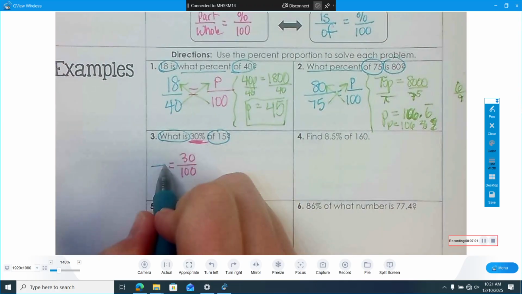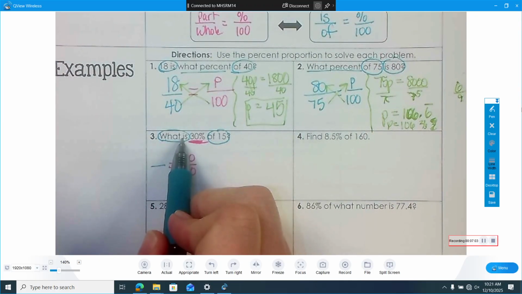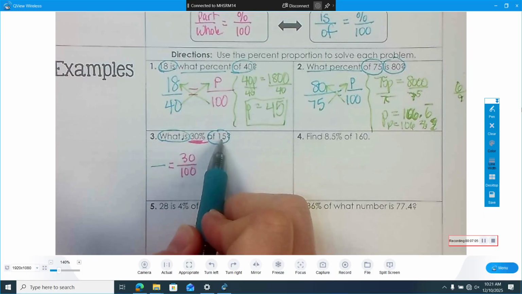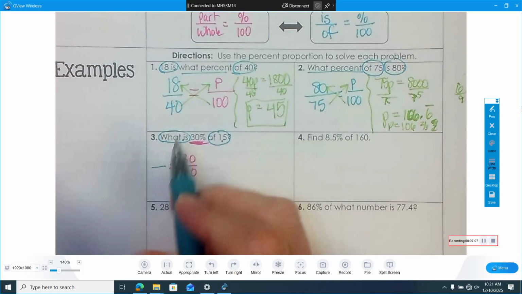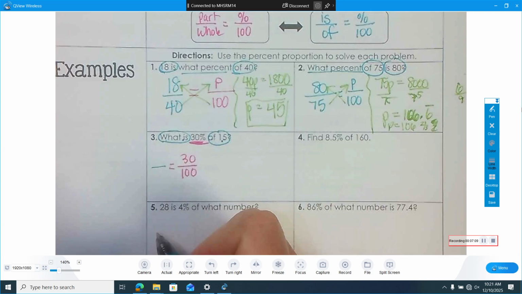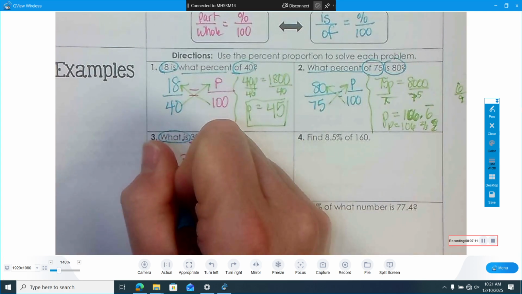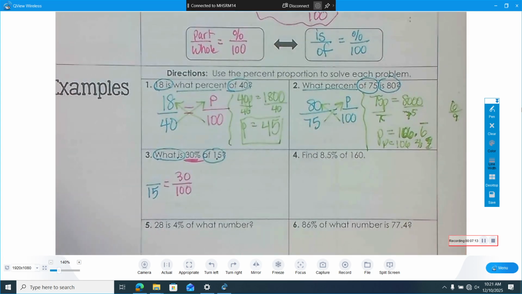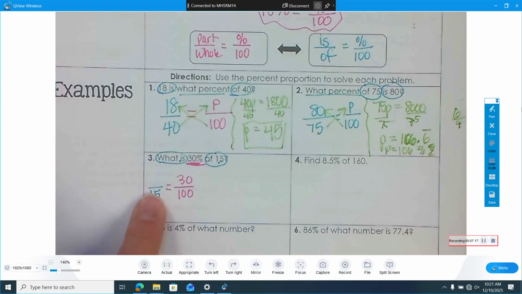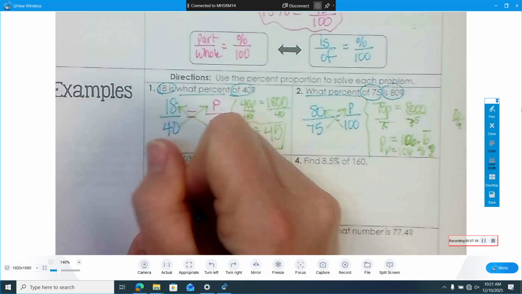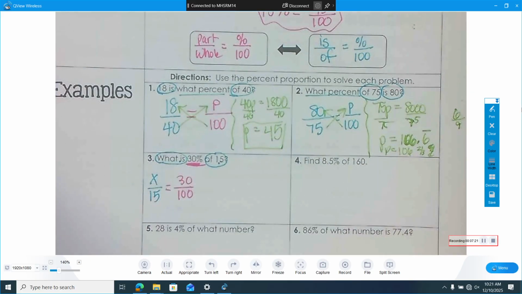And this one is saying, what is, we don't know, and then of 15. Where should the 15 go? Bottom, yeah, the "of" goes on the bottom. Out of is the way to think about it, out of 15. What goes on top? X, we don't know. Whatever the part is, we don't know. Something out of 15 is equivalent to 30 out of 100.